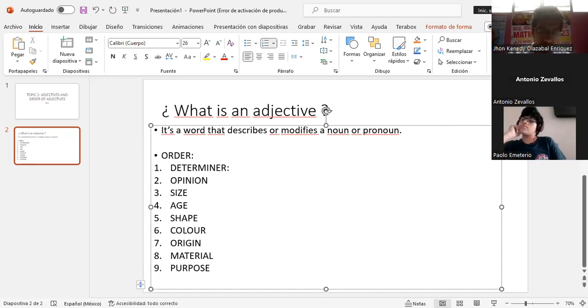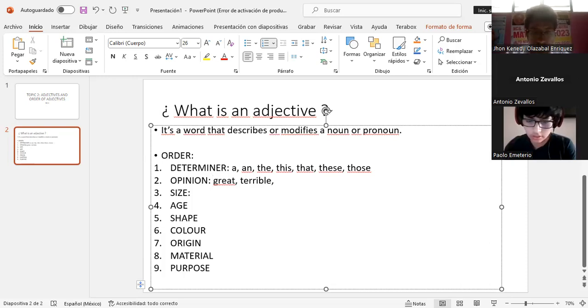Teacher, what is a size? Okay, wait a moment. The determiner is un determinante, like a, an, the, this, that, those. Those ones are determiners. Opinion, for example, great, terrible, pretty, lovely, silly, beautiful, horrible, difficult.